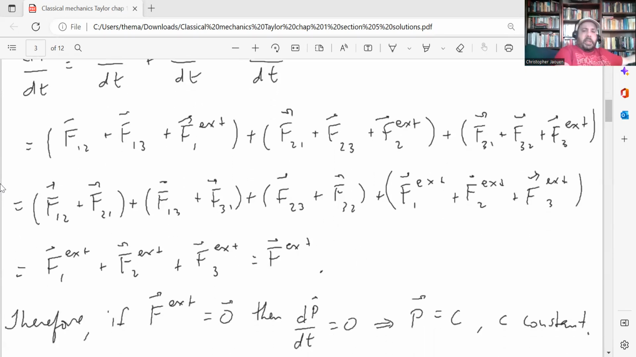Then notice that if you rearrange things here, you get F12 plus F21 plus F13 plus F31, etc. All of those cancel out by Newton's third law, and you're left with the sum of the external forces on each of the particles, which is the total external force. And of course, if the external force is 0, then the time derivative of the total momentum is 0, which means that the total momentum is constant.